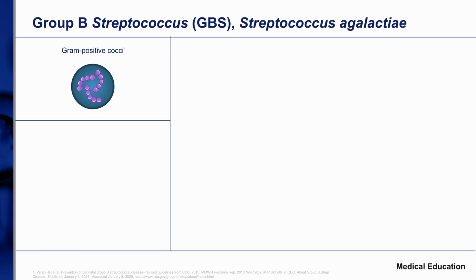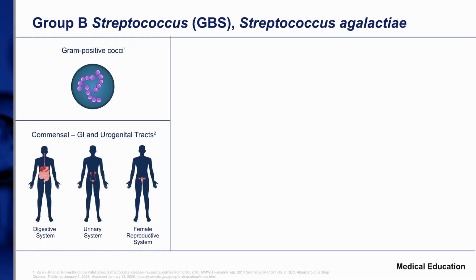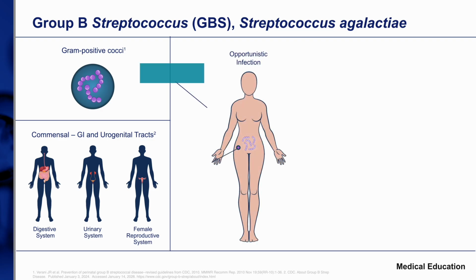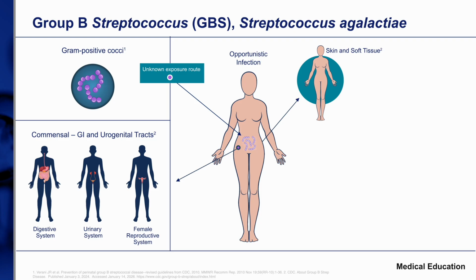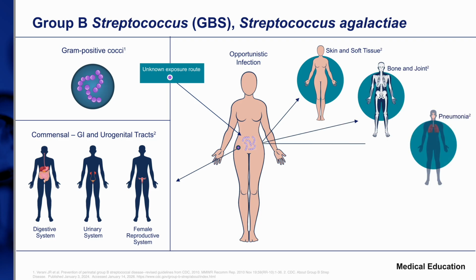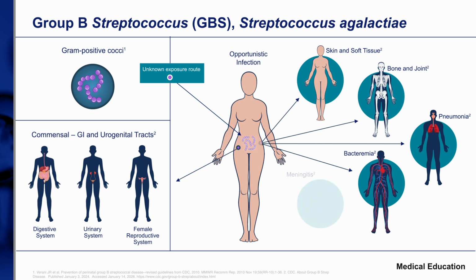And this organism is a commensal that is both found in the GI and the urogenital tracts, in places like the digestive system, the urinary tract system, and the female reproductive system. But although it is a commensal organism, it's also a really well-known opportunistic infection, which could cause infections in many different tissue types, including skin and soft tissue, bone and joint. It can cause pneumonia. Of course, it can cause bacteremia, bloodstream infection, and meningitis, as well as others.